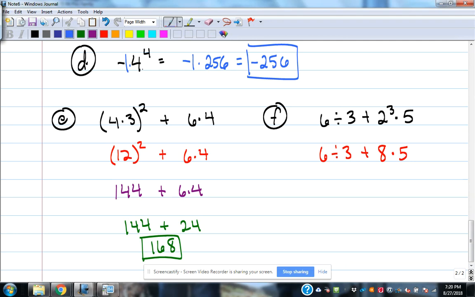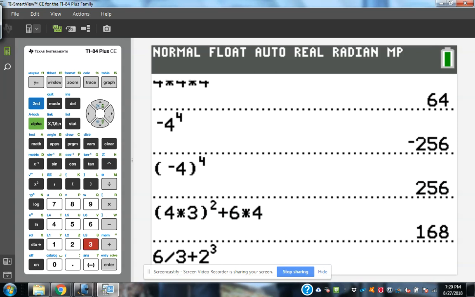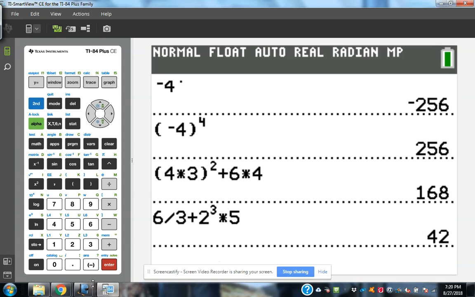2. Can I go ahead and do the multiplication of 8 times 5? They're the same level, right? Remember, multiplication and division, both lieutenants, they're at the same ranking, so we can do them together. So we do left to right. 6 divided by 3 is 2. 8 times 5 is 40, and we add them together and get 42. Graphing calculator, you can check yourself. 6 divided by 3 plus 2 raised to the third times 5. 42, same answer. Okay.